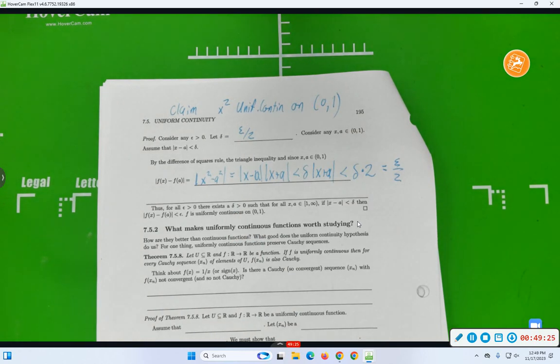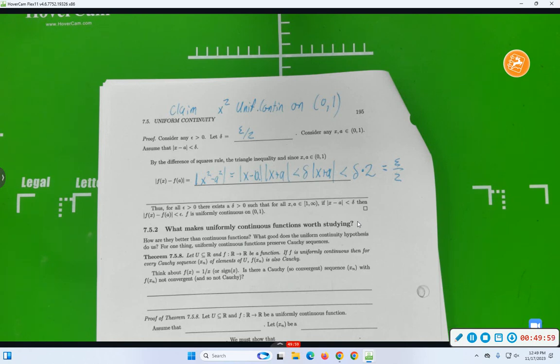Neato. So maybe let's just read through and check if this is a valid proof of the claim. Does it start with consider any epsilon bigger than 0? And then it comes up with an explicit choice of delta that depends only on epsilon? Good. And then considers any two things in the domain, and assumes that those two things are within a delta of each other, and shows that the output values are within an epsilon of each other? There's a proof of uniform continuity.